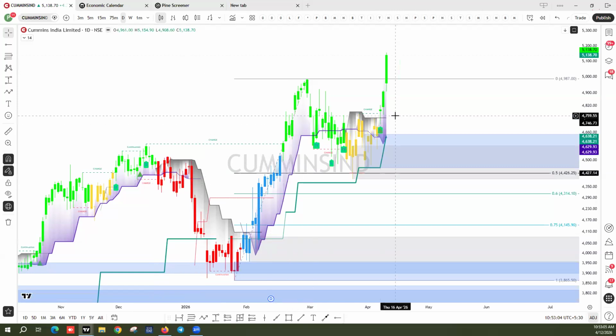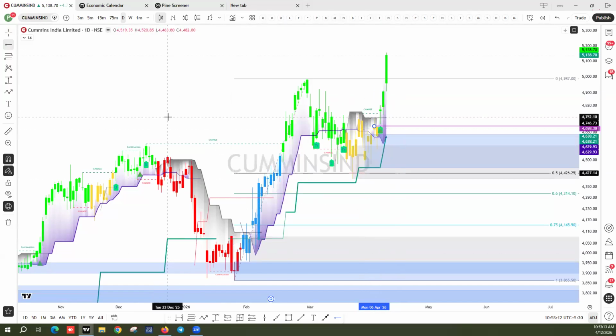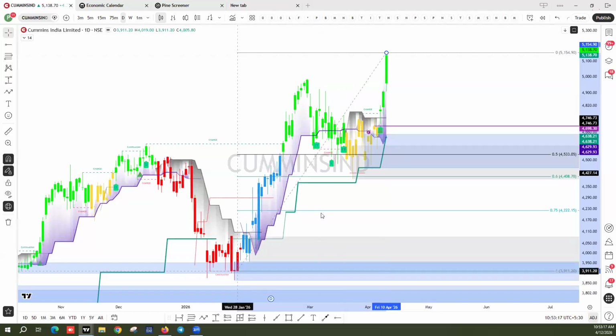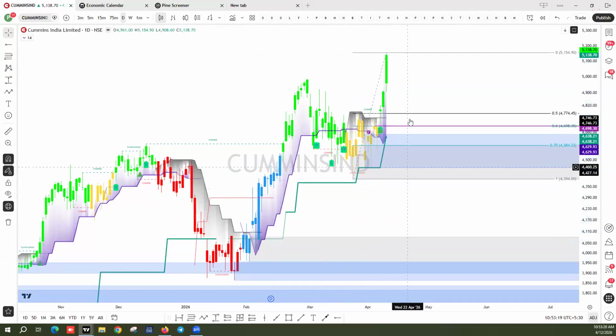Okay. So Cummins, if it comes down, it will give me retracement entry. I will place an alert below 50%. So it has given one retracement, it may give one more. So this is 50%, this is 60%. I have placed alert at 60%. Okay. And I had just placed it manually, means by eyeballing.